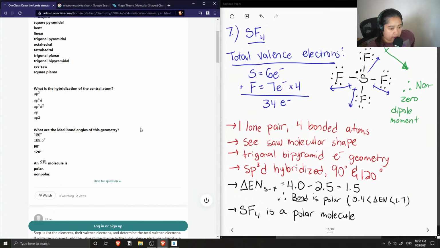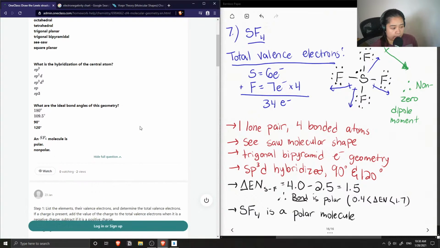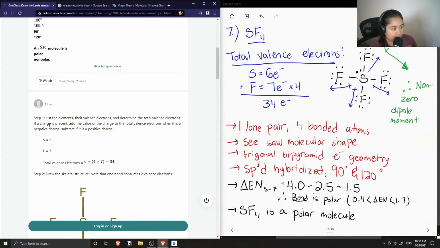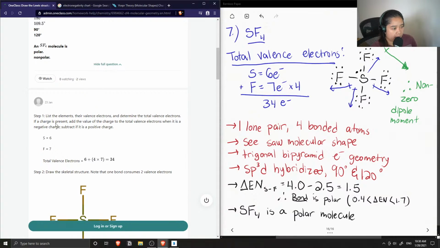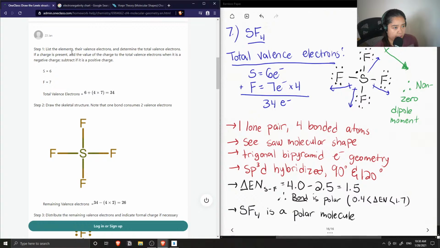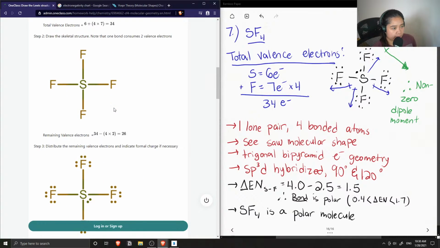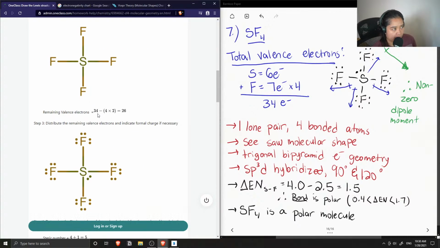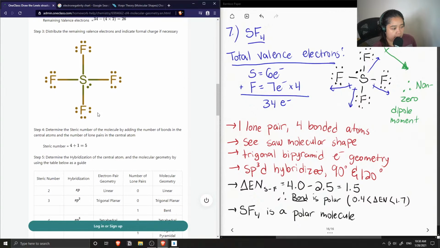Okay, so now let's see what the junior tutor said. Step 1 is to list the elements, their valence electrons, and determine the total valence electrons. If a charge is present, then you would add the value of the charge to the total valence electrons when it's negative, or you would subtract it if it's positive. So we didn't have a charge on our compound, so we didn't need to do that part. And they found 34 valence electrons. They drew out the skeletal shape and showed all the lone pairs and got the correct Lewis structure.